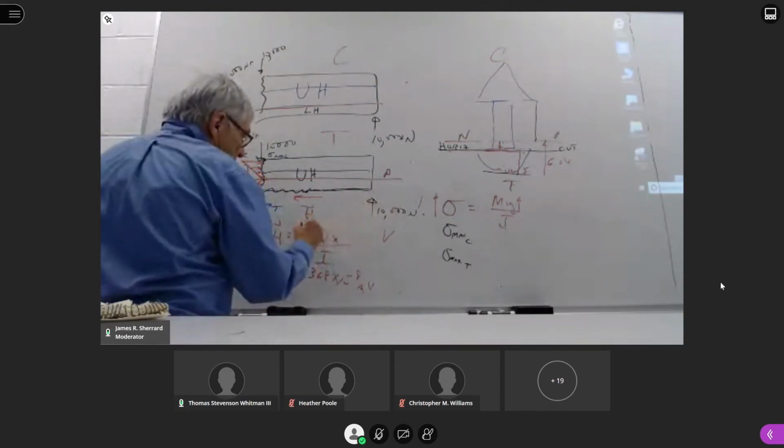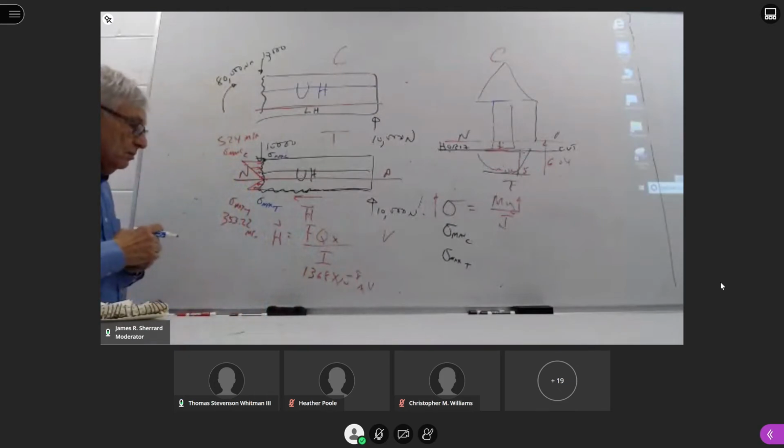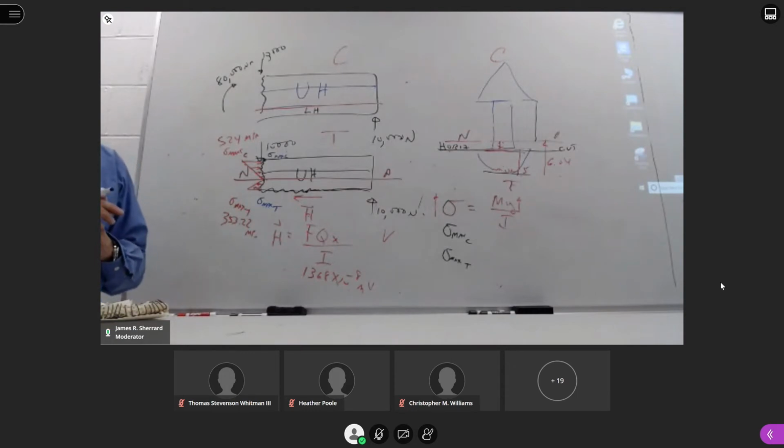Do you have a reference page for where that equation is in the book? I didn't bring that book with me. I'll try to find it and I'll email it out to you later.